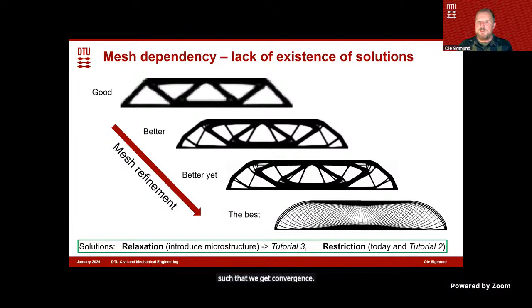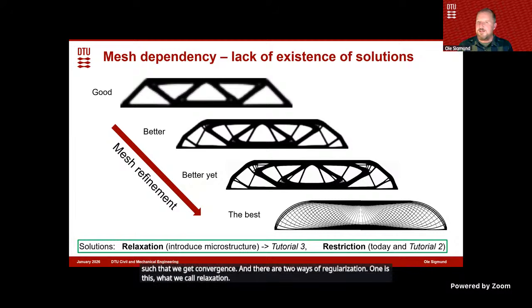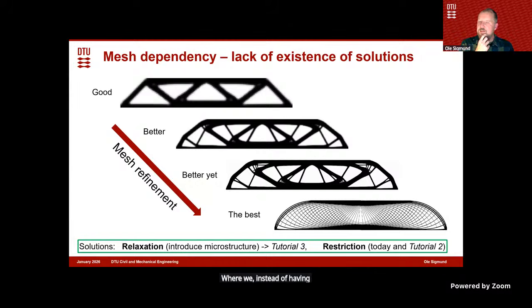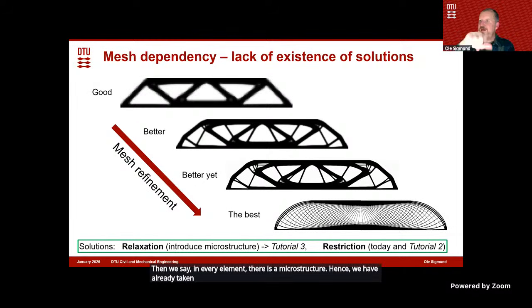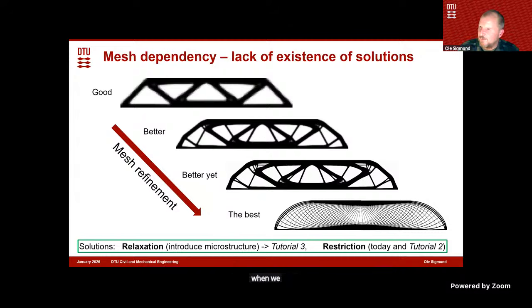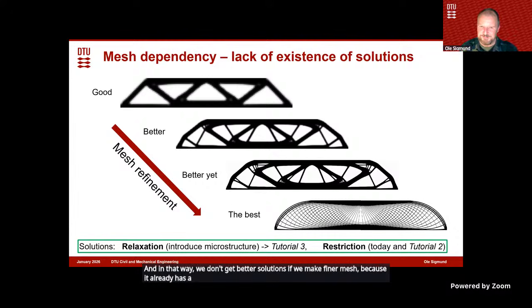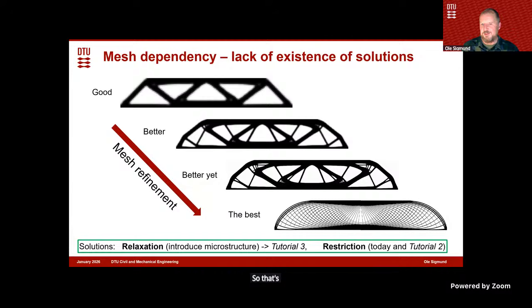There are two ways of regularization. One is what we call relaxation, where instead of having one density at every point, we say that in every element there is a microstructure. Hence, we have already taken this finer and finer grid into account when we parameterize the problem. In that way, we don't get better solutions if we make a finer mesh, because it already has a microstructure in the mesh. That's what I'm going to discuss in day 3.